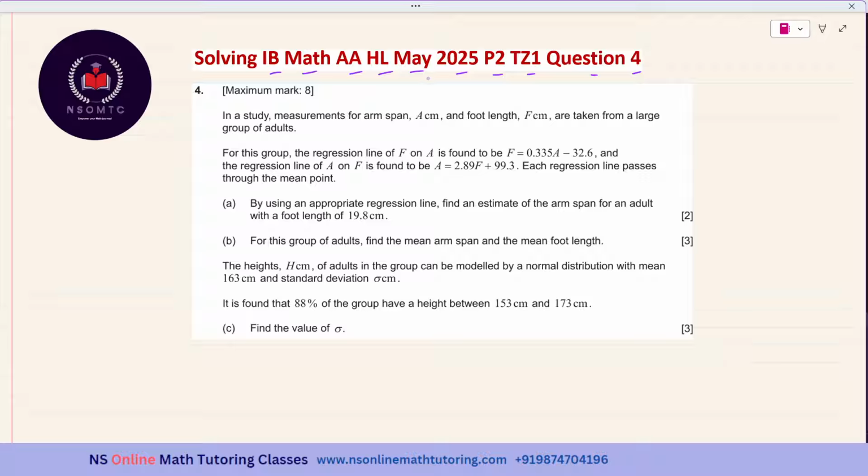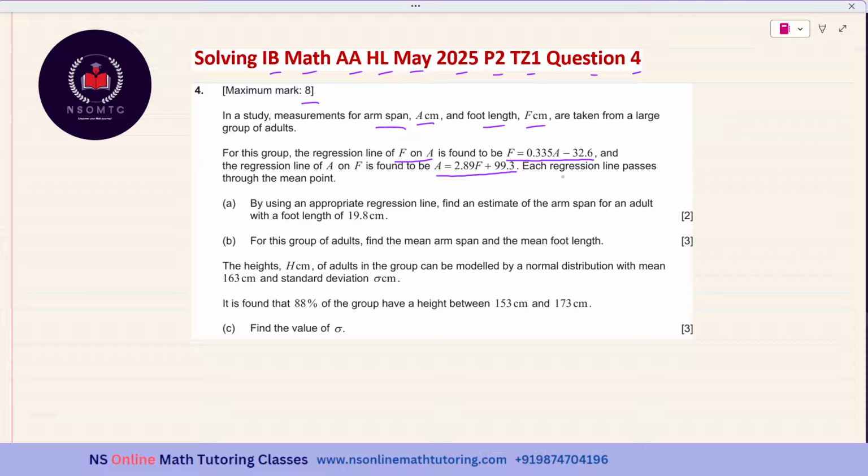So without any further delay, let us start to solve question number 4. The maximum mark is 8. In a study, measurements for arm span A centimeter and foot length F centimeter are taken for a large group of adults. For this group, the regression line of F on A is found to be F equal to 0.335A minus 32.6 and the regression line of A on F is found to be A equal to 2.89F plus 99.3.